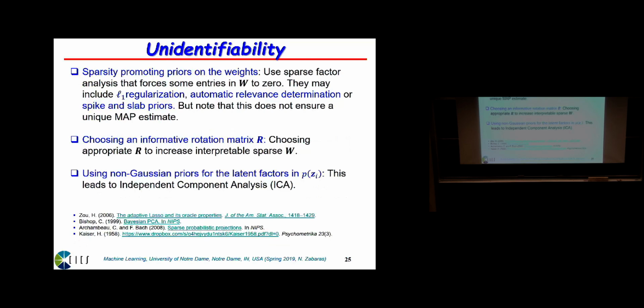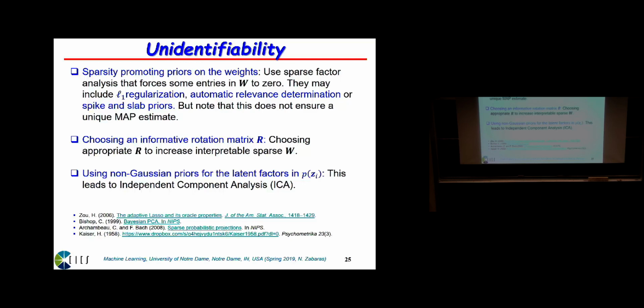You can actually introduce some priors that induce sparsity in the weights. And so ideas from lasso and automatic relevance determination, and I will cover these topics in the next few lectures, can be used basically to reduce the number of unknown parameters. Another possibility is to say, you know what, I am going to fix what R is. You fix what R is, and that resolves the issues.